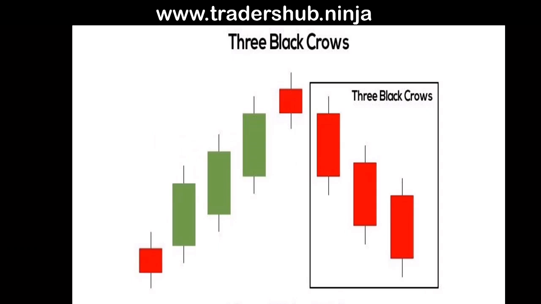What will happen next? The 3 black cross candle pattern typically signifies a bearish reversal in the market. When this pattern forms after an uptrend, it often indicates a potential trend reversal into a downtrend. So, the 3 black cross candle is a bearish reversal candlestick pattern.